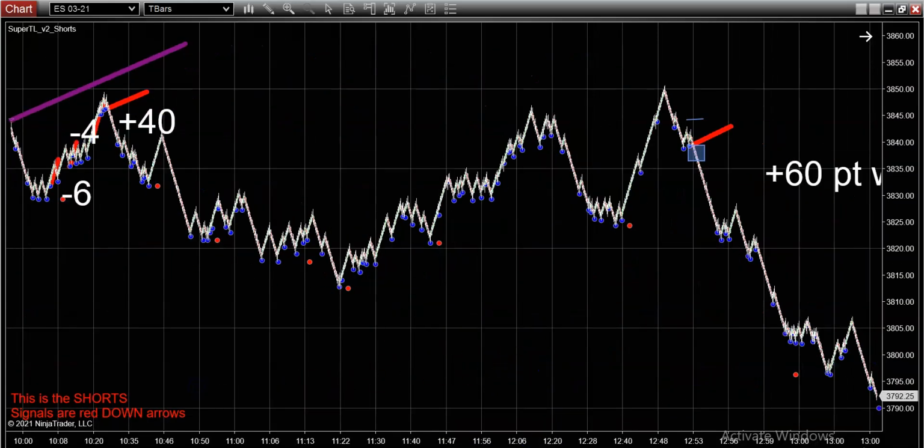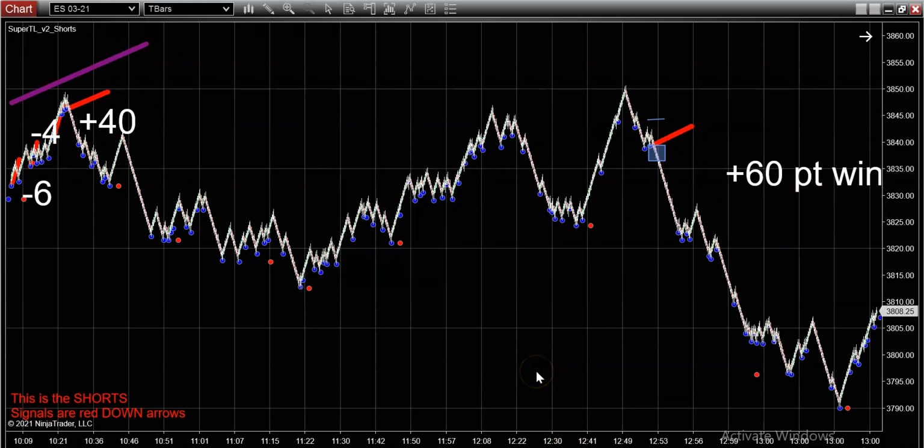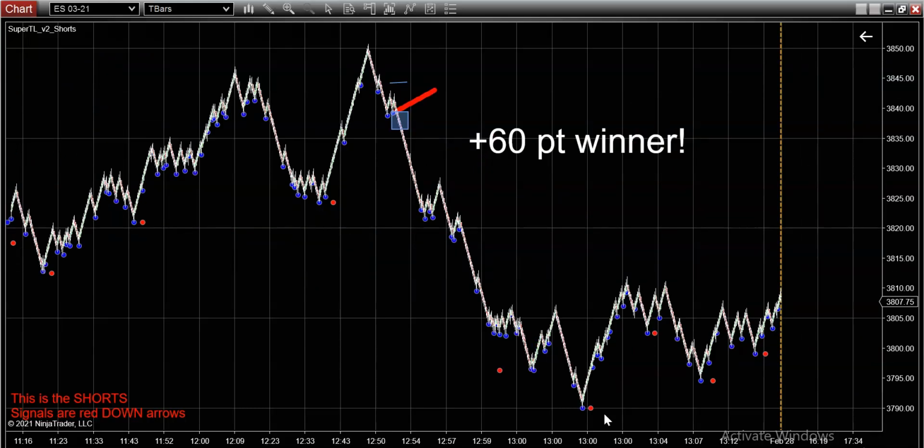If you know what you're doing and you have professional software at your disposal, then these losers are peanuts compared to the potential opportunity if you do catch that elusive trend. 40 plus 60, you guys don't have to be a math genius to figure out. That's 100 points on the S&P E-minis. Okay? Makes sense, guys.